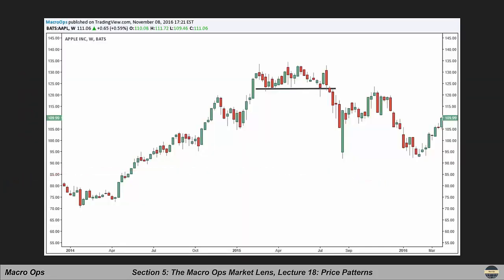So here are a couple examples. Here's a triple top in Apple. You can see ding, ding, ding, and then a nice breakdown. This could also be labeled as a head and shoulders, but since the shoulders come up to an area near the head, it's much more appropriate to call this a triple top.